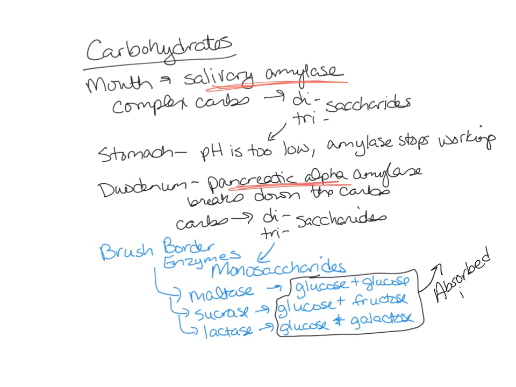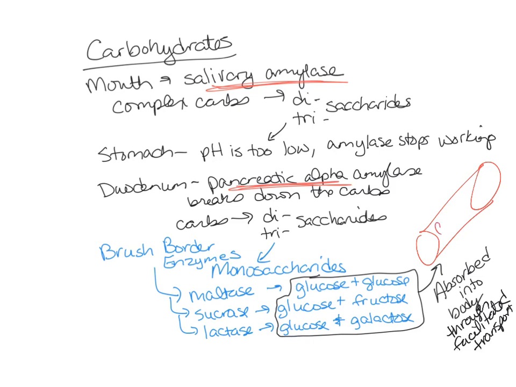And they're absorbed into the body using facilitated transport. So facilitated transport just means that it's going to use a protein to carry it across the cells of the intestinal wall. And then once it crosses the cells of the intestinal wall, those nutrients are then going to move into the blood. So they will get transported into the capillaries.